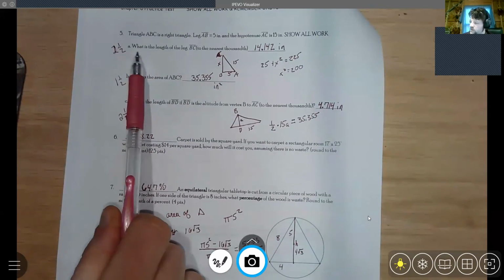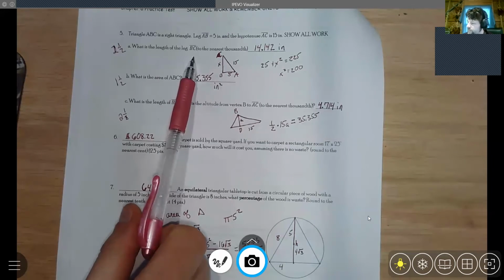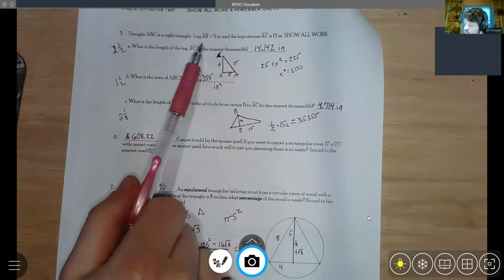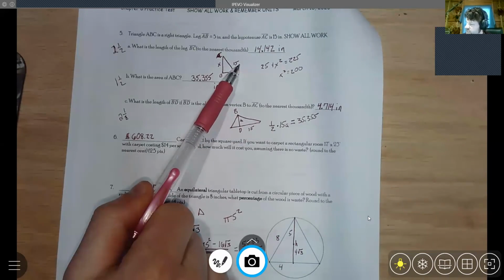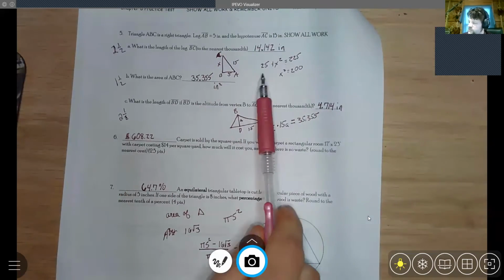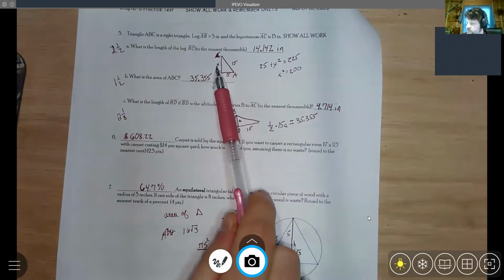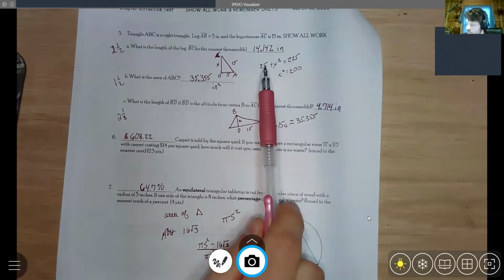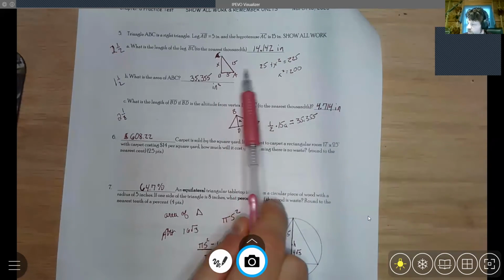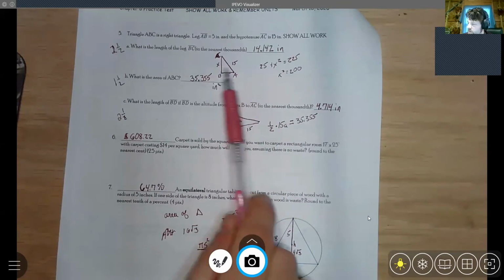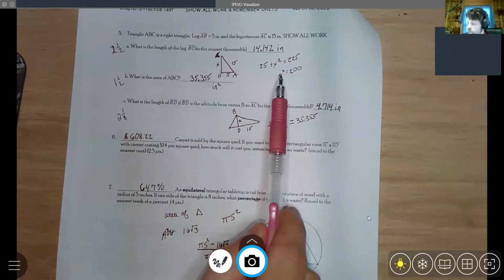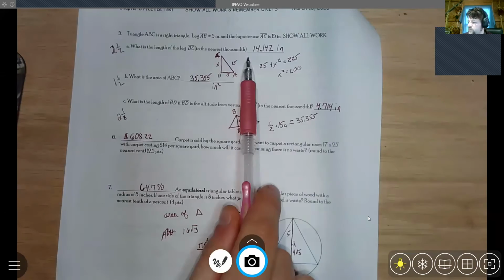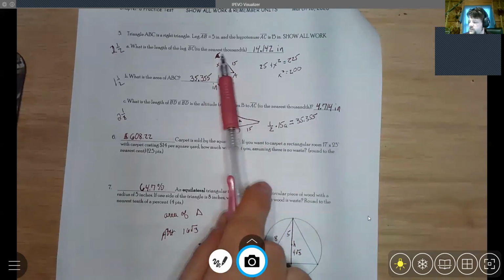All right. What is the length of the leg? We're told we have a right triangle. AB is 5. The hypotenuse is 15. So you have to use the Pythagorean theorem to find your missing side. So 5 squared, that's 25, plus this side squared is the hypotenuse 15 squared. And you solve and you get the square root of 200, which is 14.142. That's to the nearest thousandth.